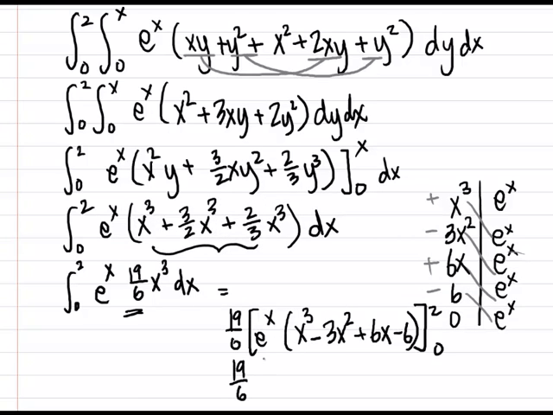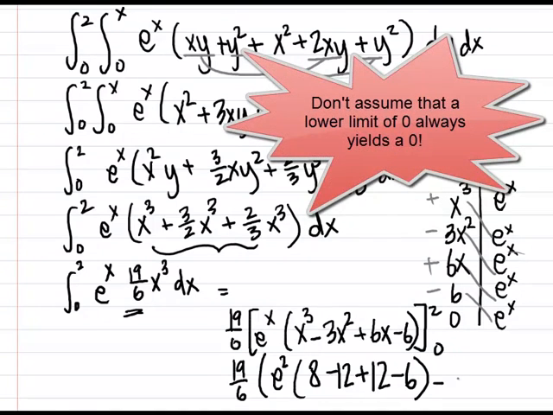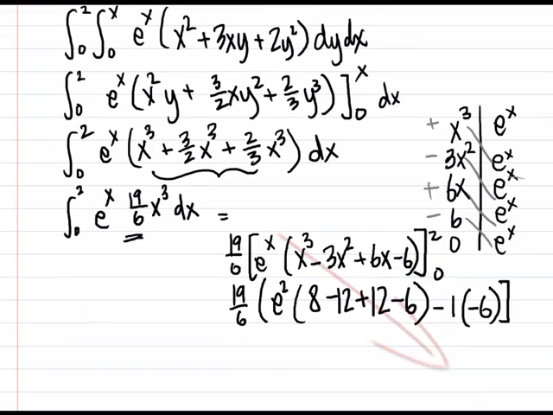So 19 over 6 times e squared times 8 minus 12 plus 12 minus 6. And then plugging in the 0 gives me minus 1 times, all of these are 0 except for the last one, negative 6. Be careful and don't forget that last term. And this is going to equal 19 over 3 e squared plus 19.